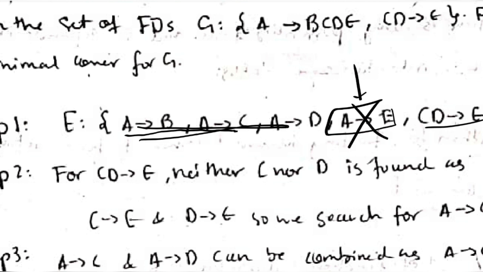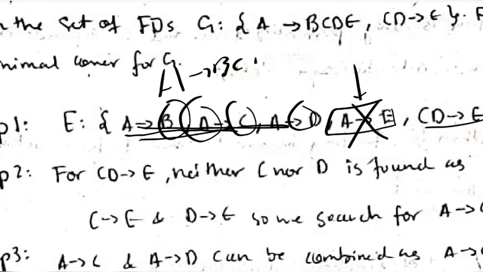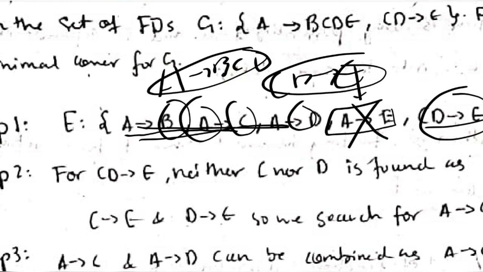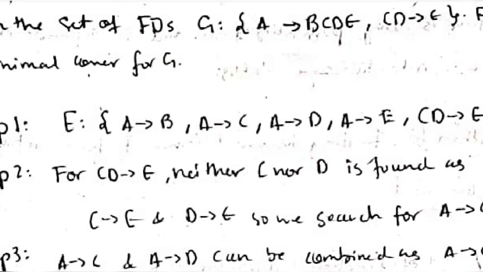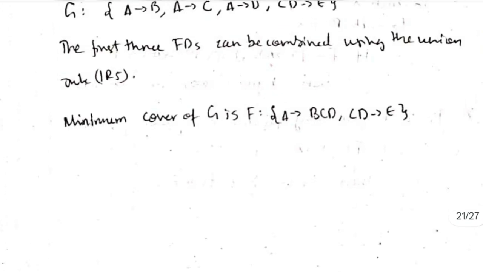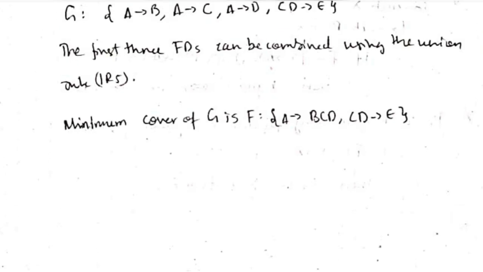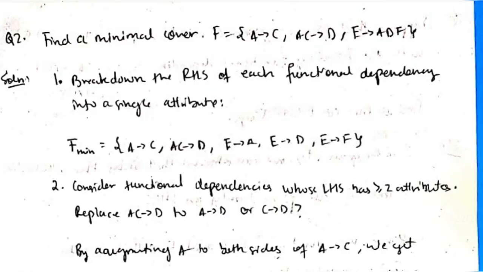After removing this one, what I will be remaining with is A tends to B C D, and C D tends to E. These two are the final things which we need. We can't simplify it further. So finally we'll get the minimal cover of G as A tends to B C D and C D tends to E. Okay, the second question is similar to the first one which we discussed.